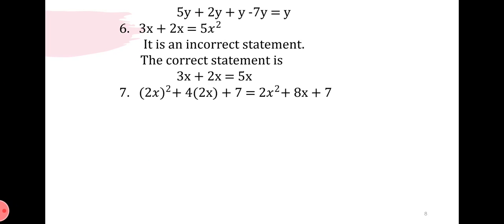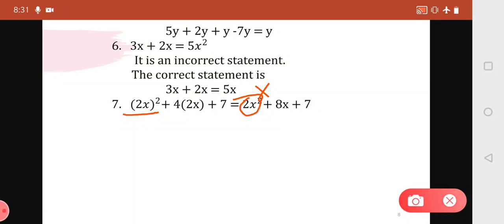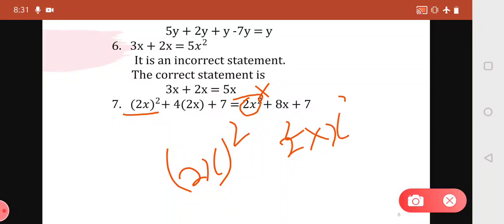7. 2x whole square plus 4 into 2x plus 7 equal to 2x square plus 8x plus 7. Again a mistake, you can directly see that 2x whole square, here you are getting 2x square. This is wrong. Here 2x whole square means you will square 2 also and you will square x also. So we will get 4x square.